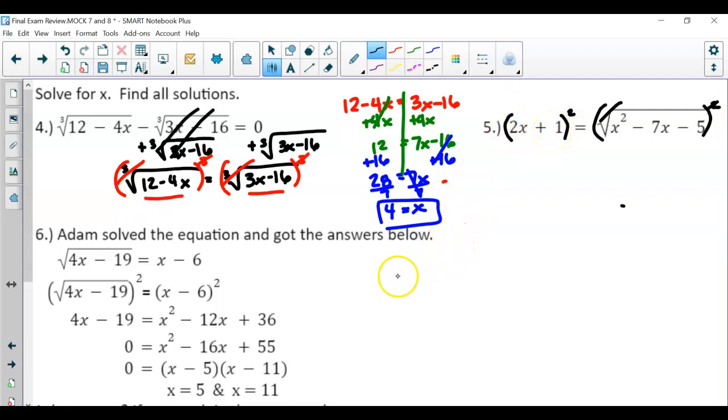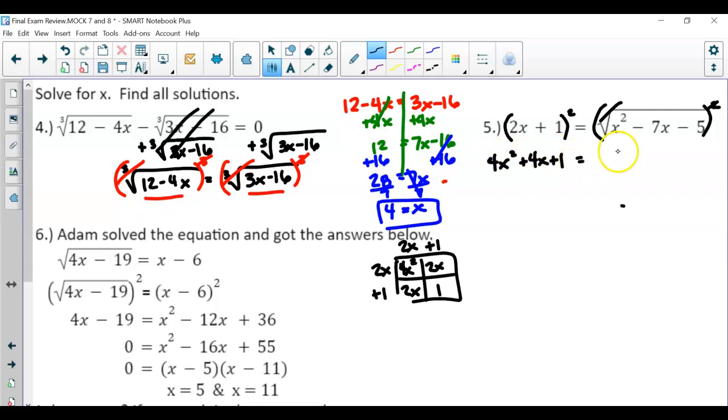So now here, notice you do on this right side have to do the box method. So I'll just do that over here real quick. So you've got 2x plus 1 times 2x plus 1. So again, keep in mind, you're doing box method or FOIL, whichever you prefer. And so here in the end, you should get 4x squared plus 4x plus 1, which is equal to, right, radical canceled out, so x squared minus 7x minus 5.